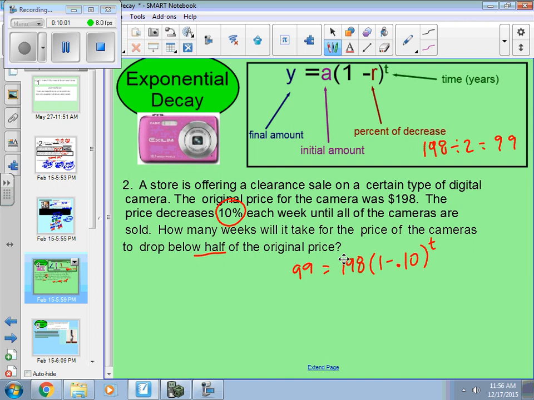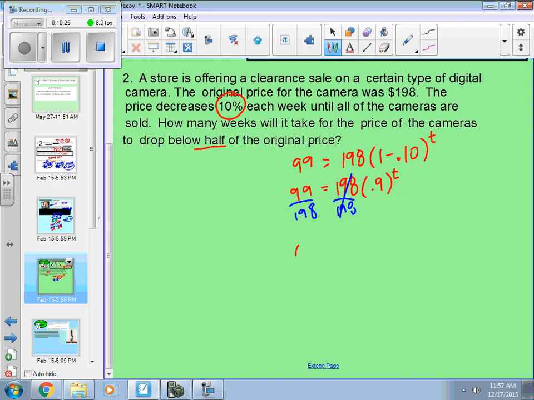All right, now why don't you pause again, see if you can solve this equation now that we have it and see what you get. All right, well, one thing we can do here is simplify that parentheses. That's going to end up being 0.9. Now to solve, hopefully the first step you did was to divide by 198 because we can't multiply that number. There's an exponent. We got 0.5 on that side and we got 0.9 on this side.